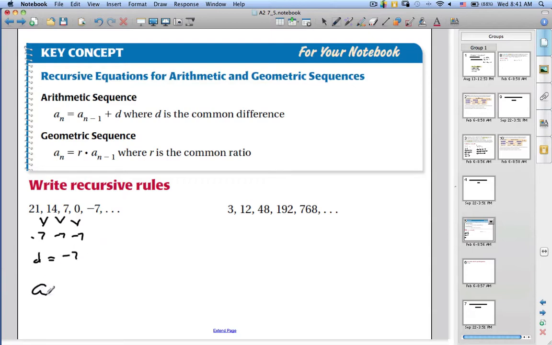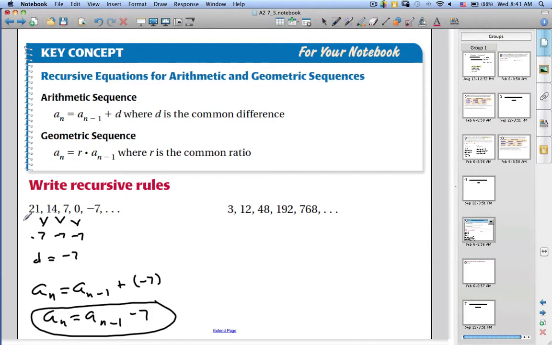So my recursive rule will be a sub n is equal to a sub n minus 1. They all start this way. Plus my common difference, which would be negative 7. And if I simplify that, a term is equal to the term before it minus 7. That's my recursive rule. And you can see if you follow this, 21 minus 7 gives me 14. 14 minus 7 gives me 7. 7 minus 7 gives me 0. 0 minus 7 gives me negative 7. It works for my rule.